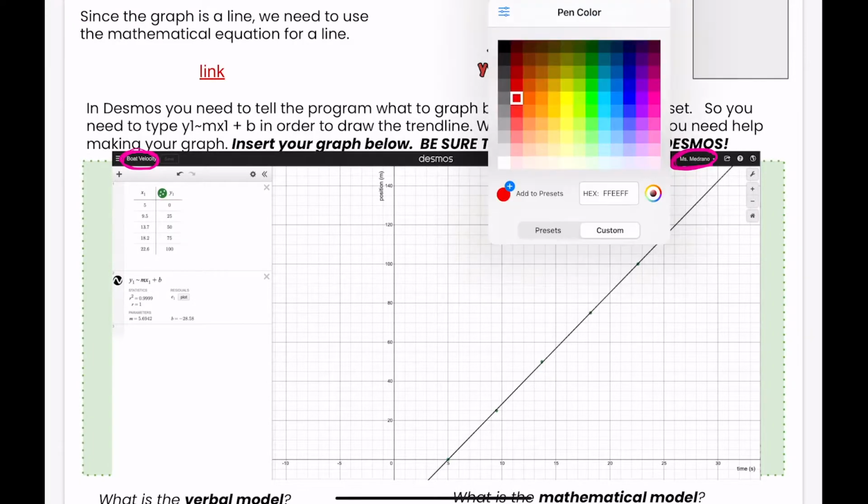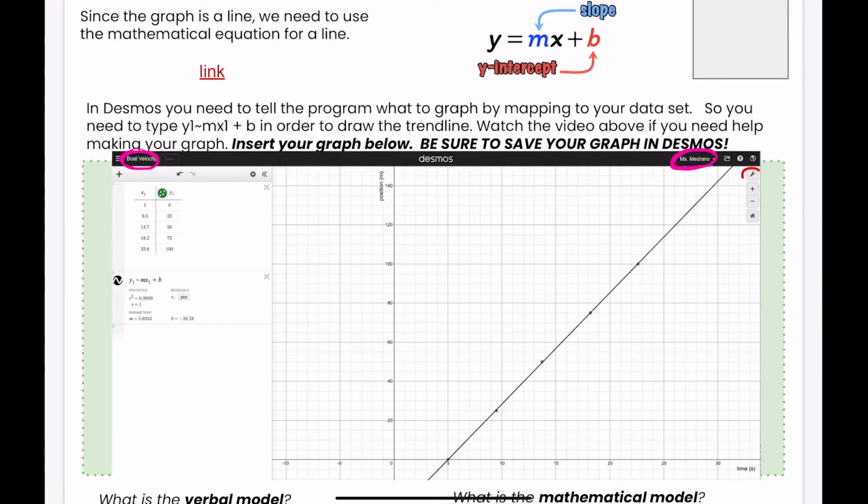So maybe before I do this, I forgot to tell you, this is where you go to label your graph. All right, so you'll press this down and then you'll find a place where to put your labels for your x-axis, which is time, and your y-axis, which is position in meters. So it's really important that you put the name it's called and the units. Next, we're going to talk about our slopes and our y-intercept.